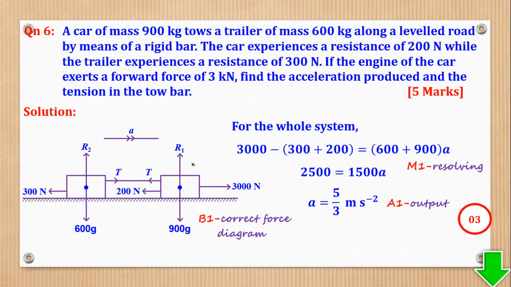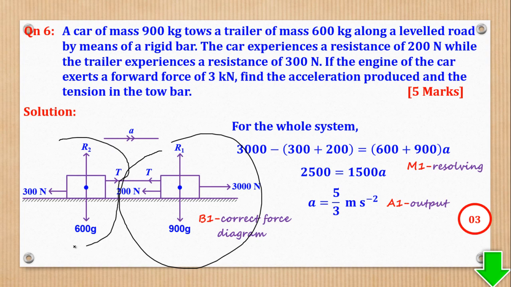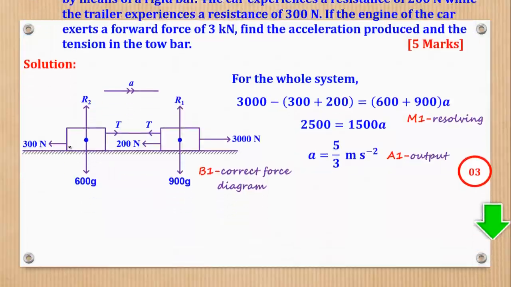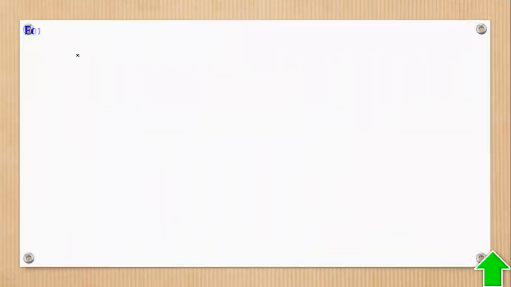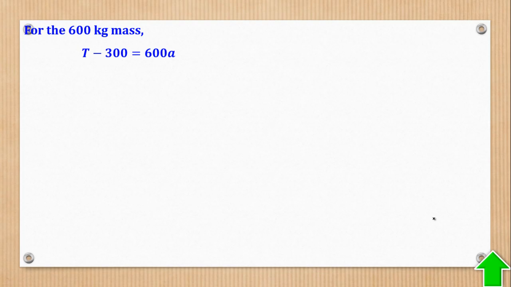Then now I can choose any of the two. I can choose this or I choose this. Whatever I choose will give me the correct answer for T. So let me first begin with the 6 kilogram mass. 6 kilogram mass, T minus 300 is equal to 600A. I think you know where it comes from. Then substitute for A to get the value of T.